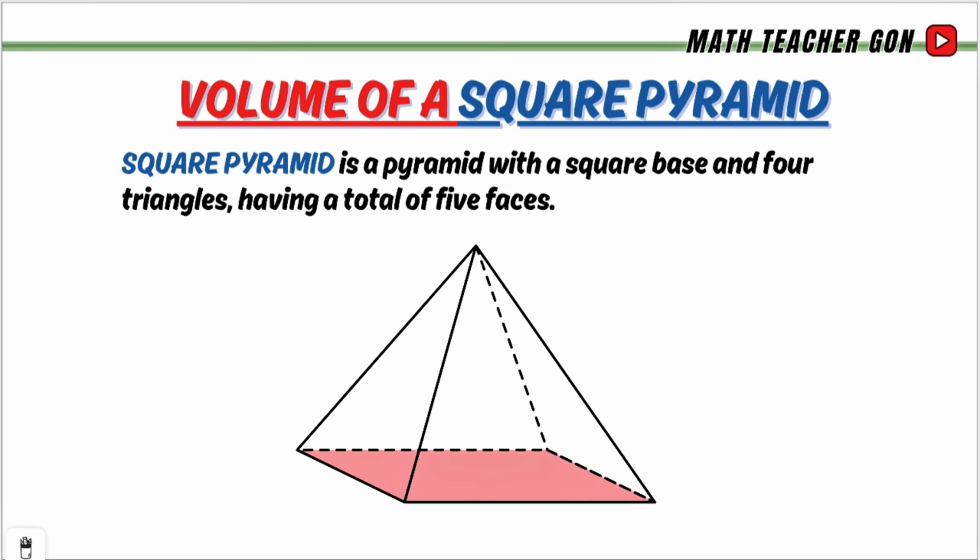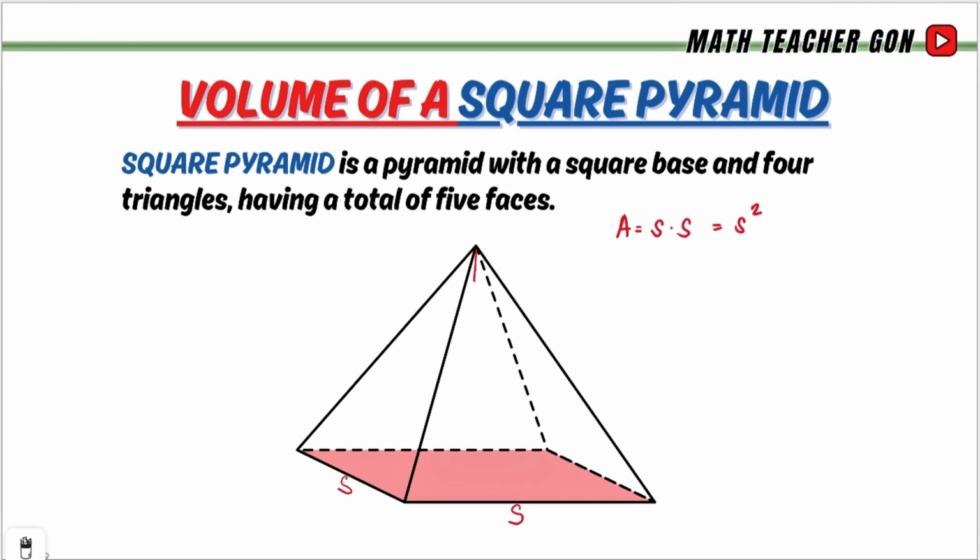So we need to compute for the volume of the square pyramid. The sides of the square are S and S. For the area of this square, you have to multiply S by S, or S squared. So let's have the area first. That is S times S, or S squared. We will be using this formula and then multiply it to the height.